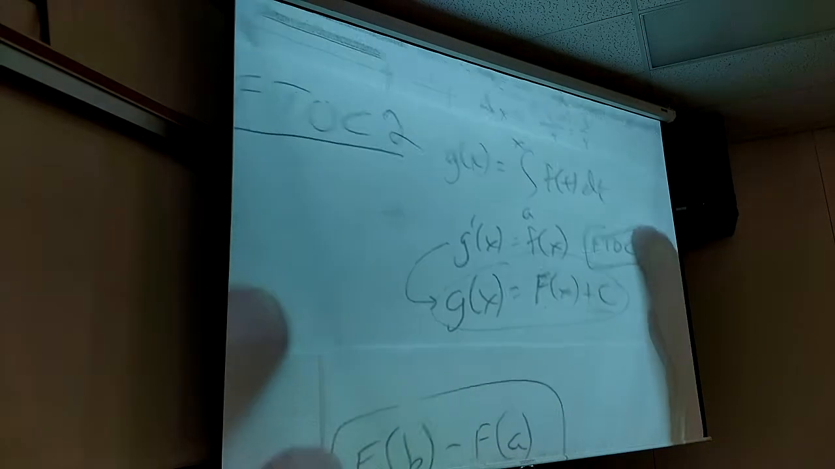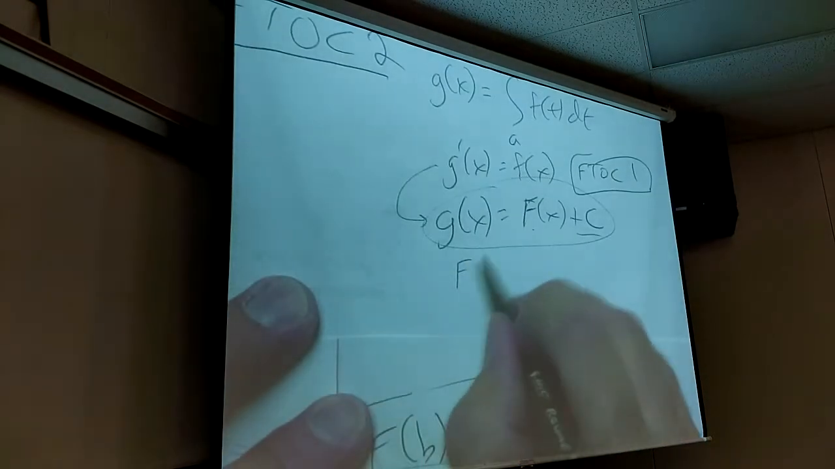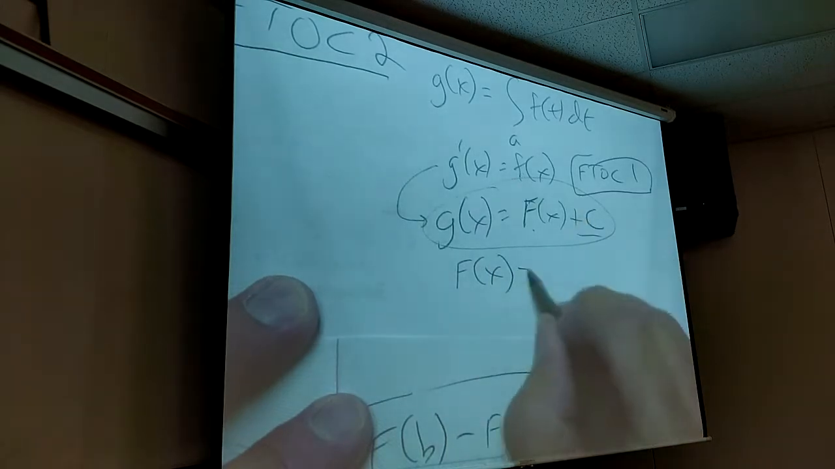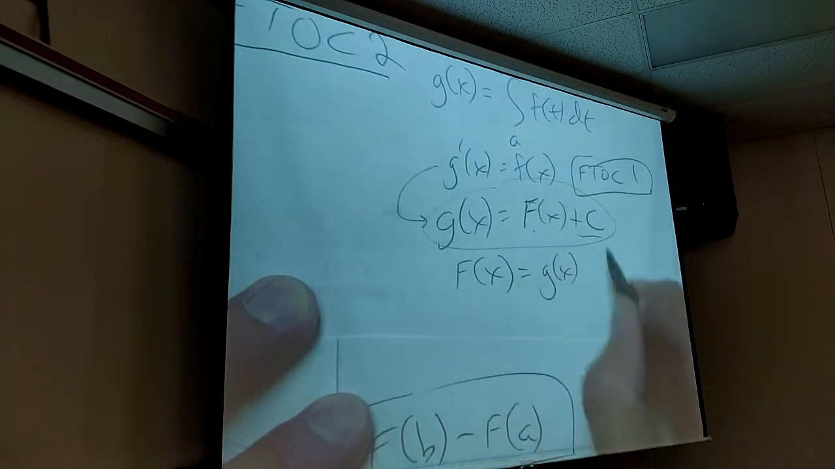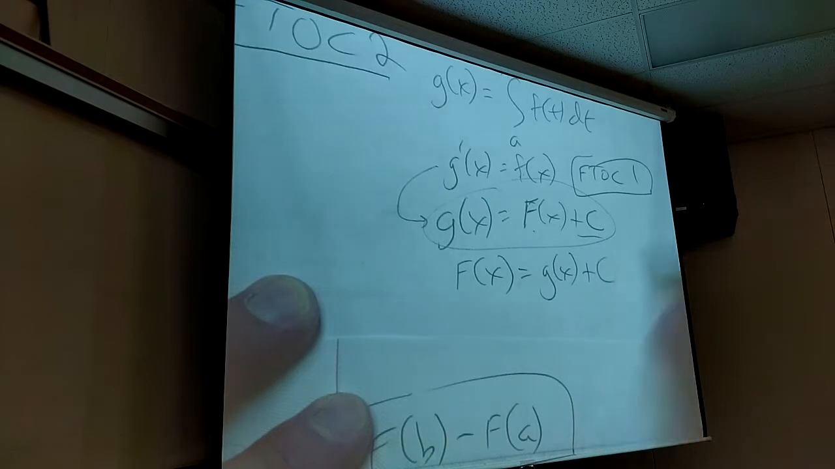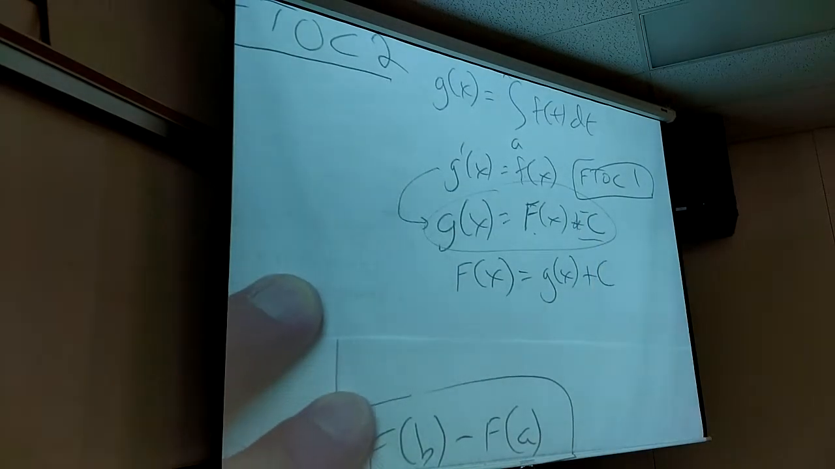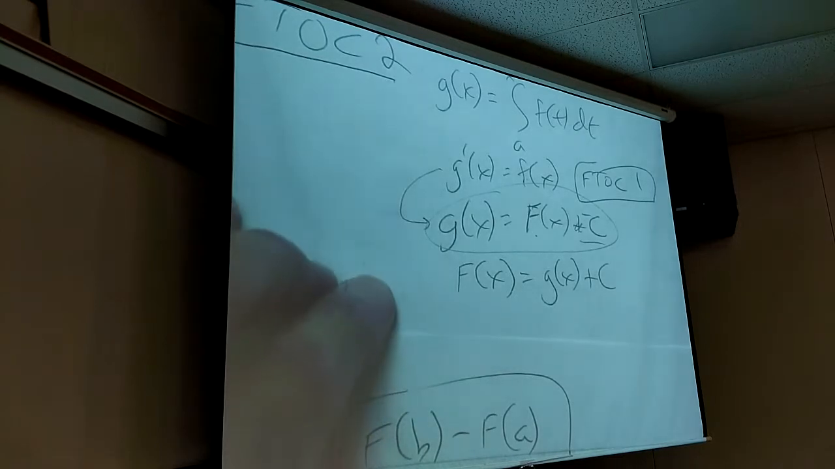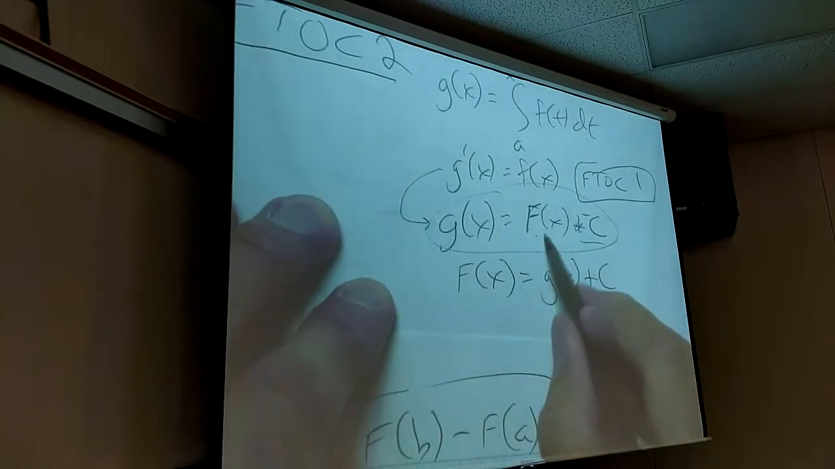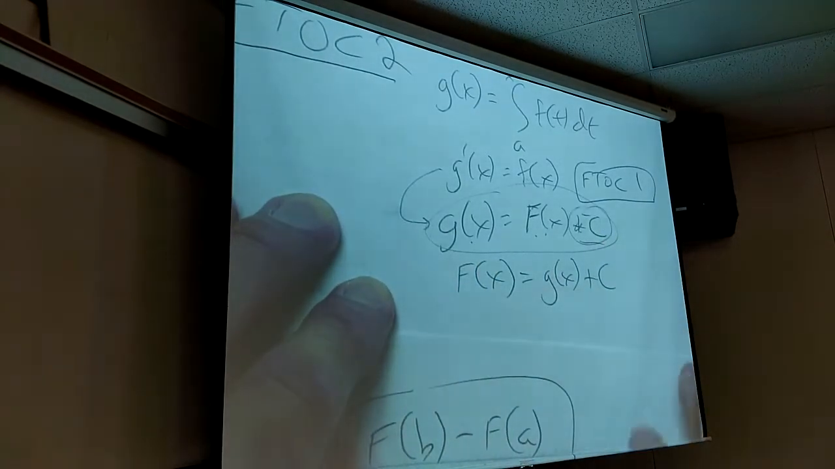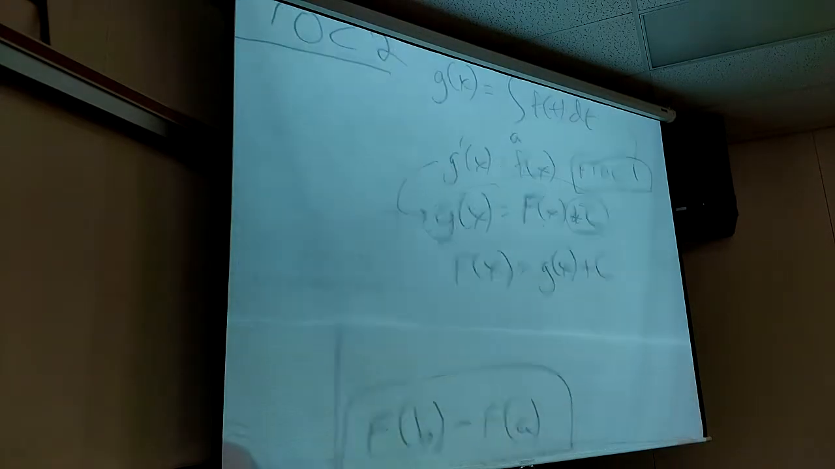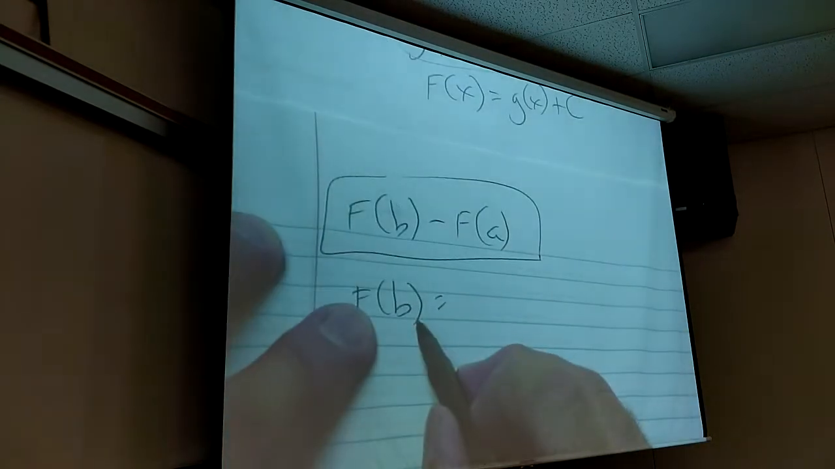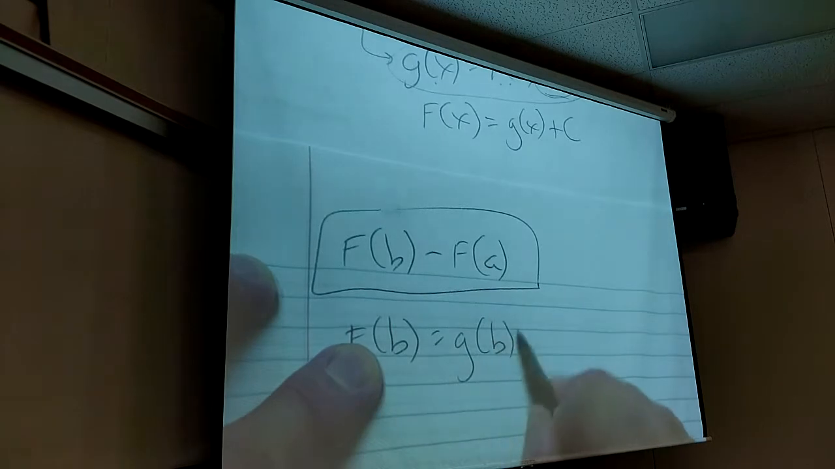Let me see if you guys are cool with this. It doesn't really matter, but can I just turn this around, make this a minus c or something? Is that cool? Just have to have the plus c somewhere. How are big F and g related? They're offset by a constant. Maybe. So what would f of b be? It would be g of b plus c.